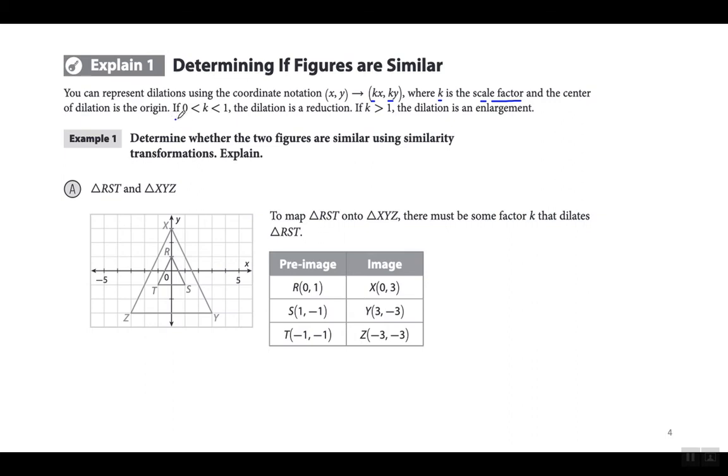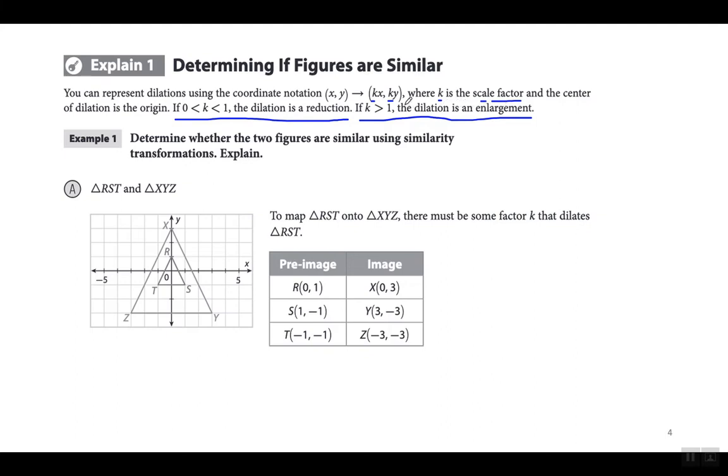Now look what it says here, because I mentioned this in the last chapter as well. If you're making a shape smaller, you've got to multiply by a number that's less than 1 but greater than 0. That's what it says right here. If the scale factor is greater than 0 but less than 1, then the dilation is a reduction. You're making the shape smaller. But if K is greater than 1, then the dilation is an enlargement. K cannot be a negative number. So if you're making a shape smaller, you multiply by a number that's less than 1 but greater than 0. And if you're making the figure bigger, you multiply it by a number that's greater than 1.